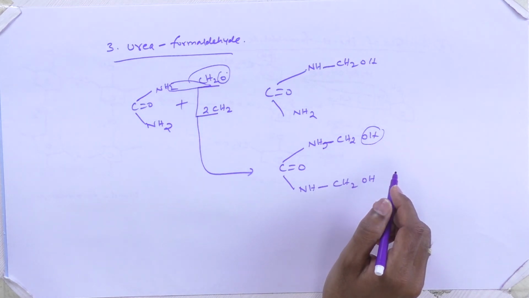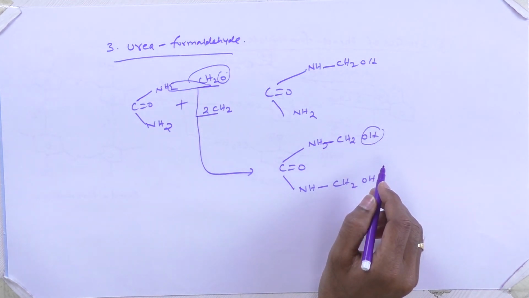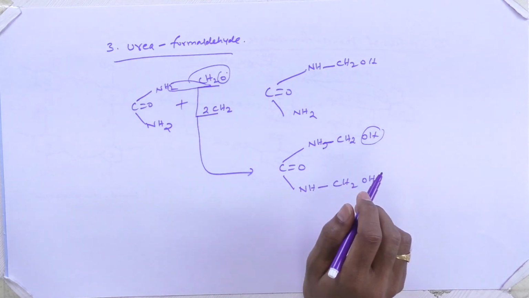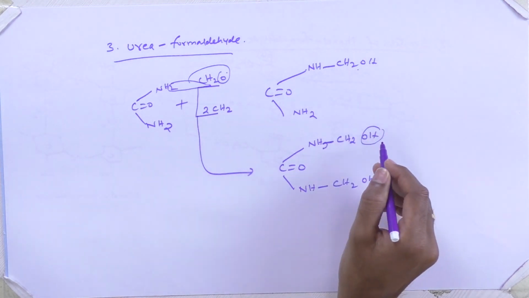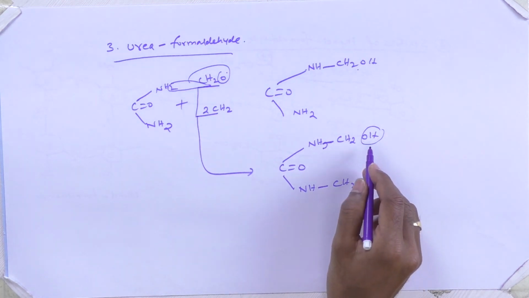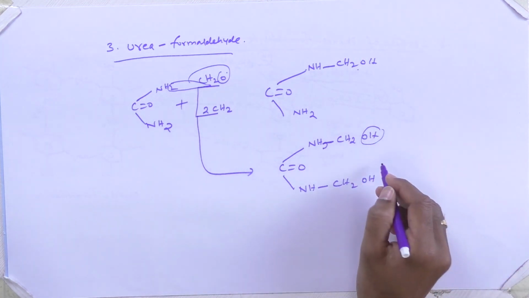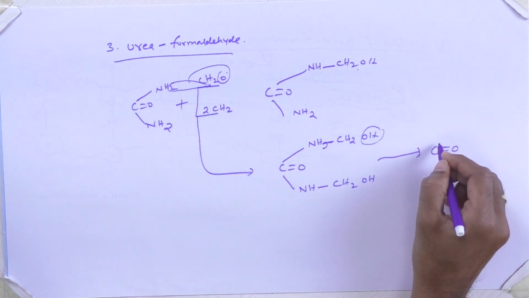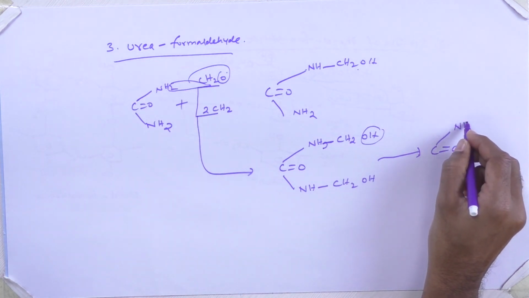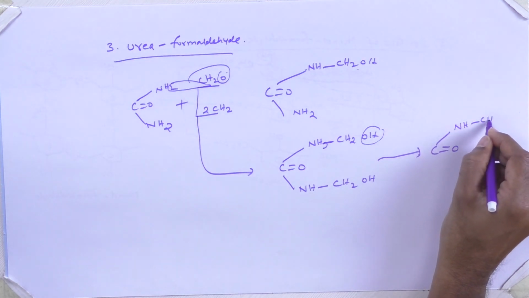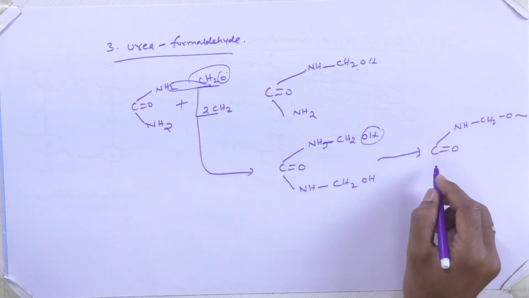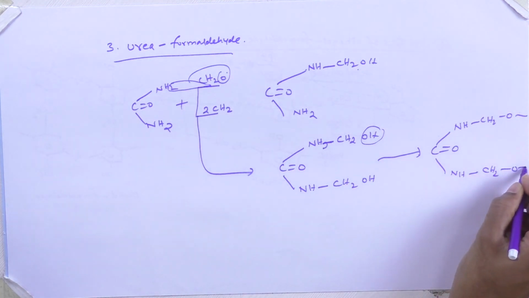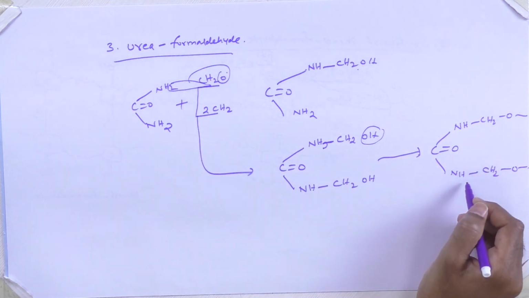So functionality is nothing but the number of reactive sites which are available on the monomeric unit. Here it has two functionalities. Now this molecule will try to undergo the polymerization process, and it forms a kind of resin. So the resin is called urea formaldehyde resin. So NH, CH2O, it goes like this. NH, CH2 will go like this. So this is going to be a urea formaldehyde resin.